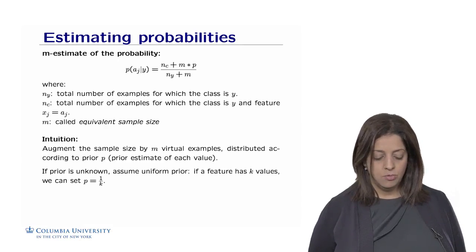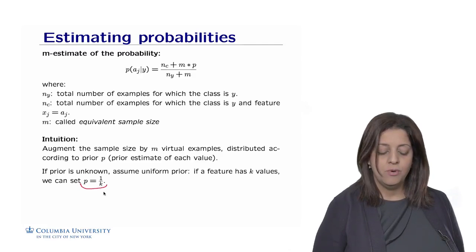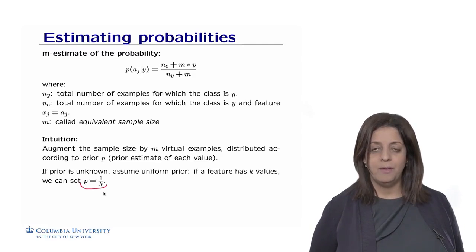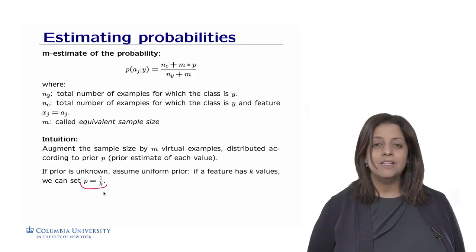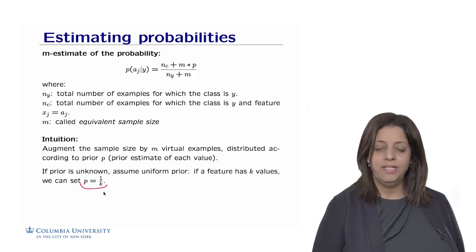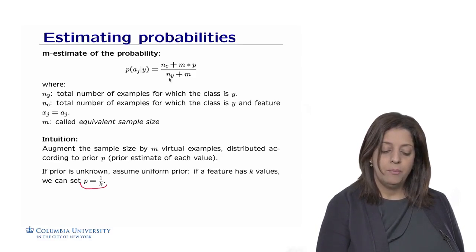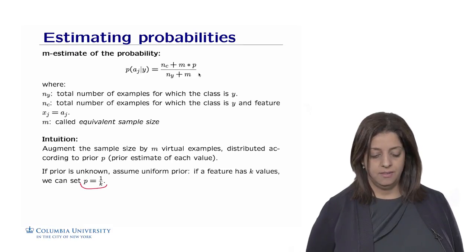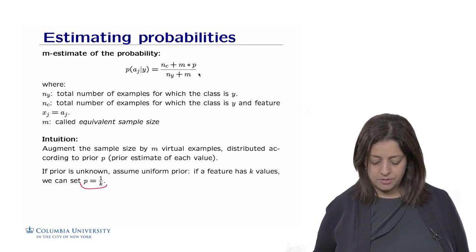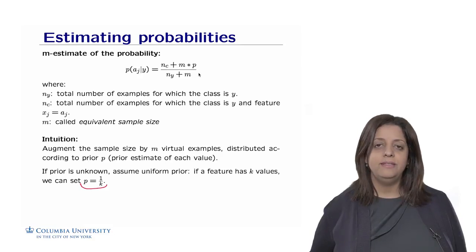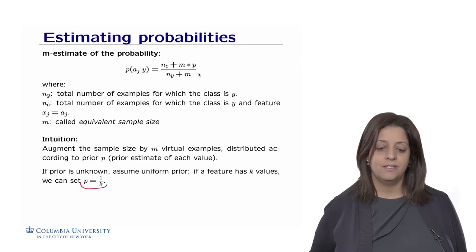If the prior is unknown, just use the probability of 1 divided by k, which means that all possible values are equiprobable. So this will have the effect of avoiding that this probability ever gets 0. Okay, so this is just an artificial way to change the probability estimation of the conditional probabilities in order to avoid getting the 0 in the formulation.